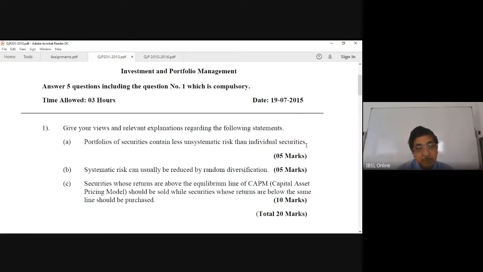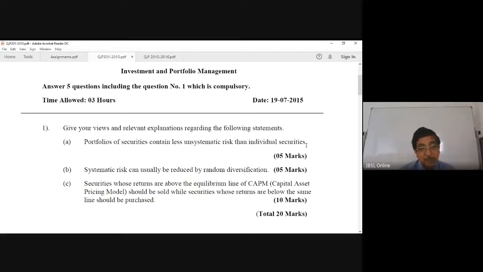Now, in this type of question, first of all, you need to write down your idea about the statement. Idea means you need to say whether the statement is correct or wrong. That's the first thing you need to do. So you say this statement is true, or you say this statement is wrong, and then you have to say why it is wrong. That is why the question says give your views and relevant explanations. The first part comes under your views, and the second part is the relevant explanation.